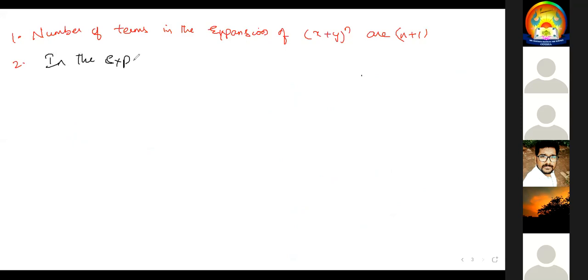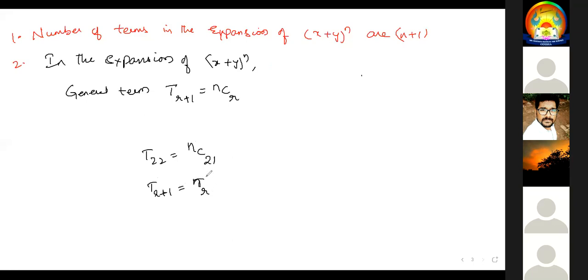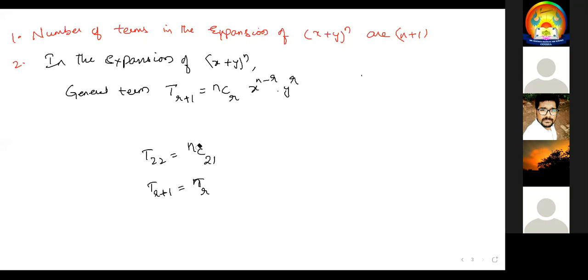In the expansion of x plus y whole power n, the general term T r plus 1 is equal to NCr into x power, the subtraction of both, into y power r. For the 21st term you should decrease 1, so T r plus 1 means you should decrease 1, that is NCr into x power n minus r into y power r.